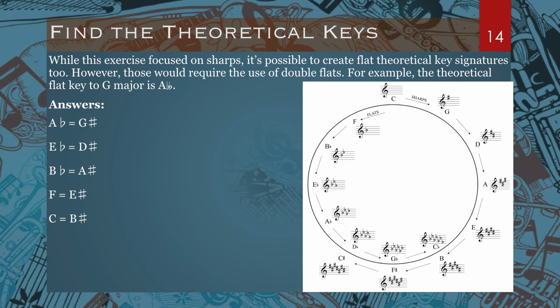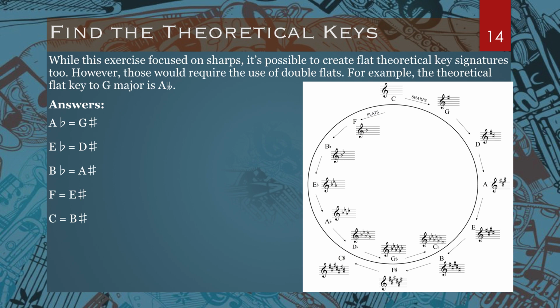Just keep in mind it's also possible to create flat theoretical key signatures, but you'd have to use double flat. So these would be even more rare because they're going to be very confusing. But the theoretical flat key to G major would be A double flat. So an A double flat, if you look at the piano and you find the note A, if you lower it one half step, you get A flat, and another half step, you end up on the key G. So A double flat and G are the same note, but they're just going to be written differently.